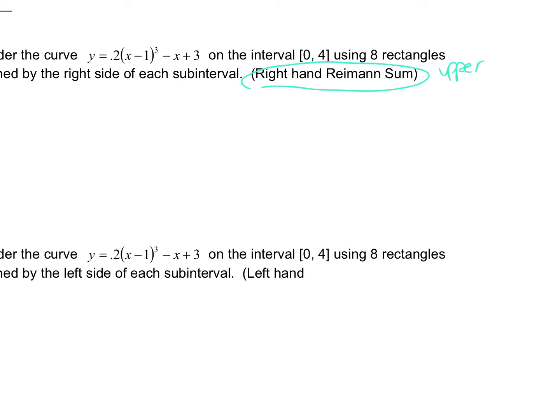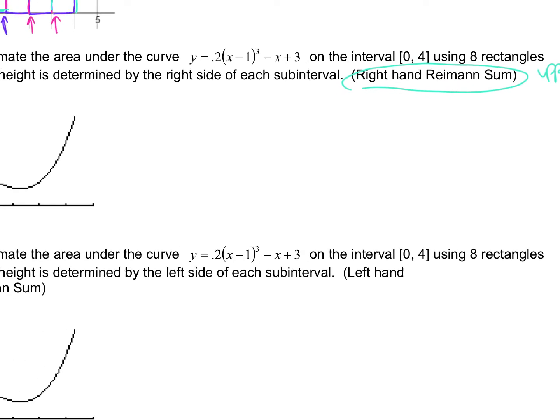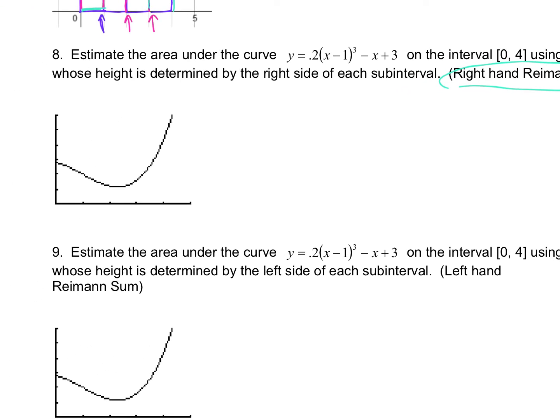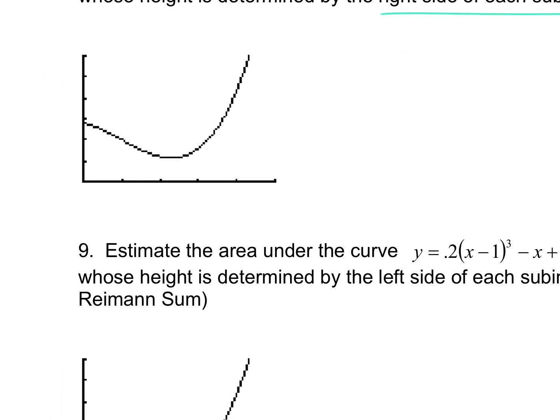And you have to be able to set this up based off the boundaries they give you, and like it says 8 rectangles or whatever, okay? So we want to find the area on 0 to 4 using 8 rectangles whose height is determined by the right side, okay? So if we go 0 to 4, if I split it into 4 sub-intervals, and then split those in half, that would give me my rectangles, right?